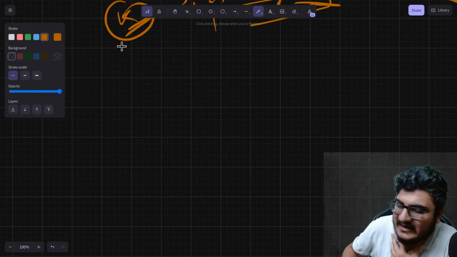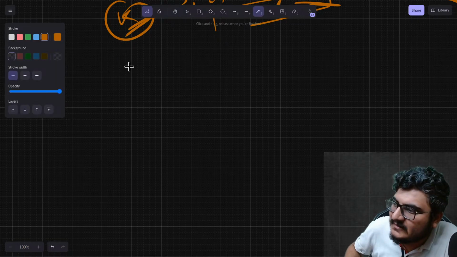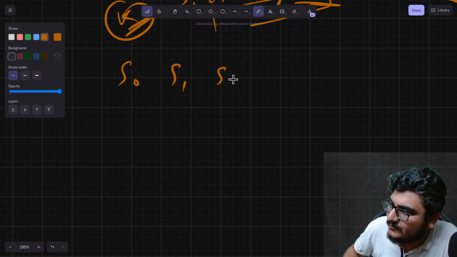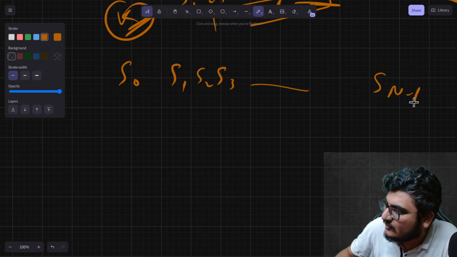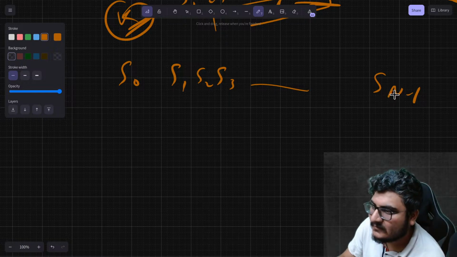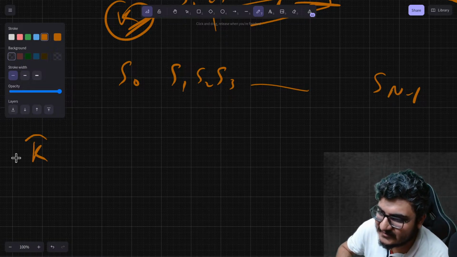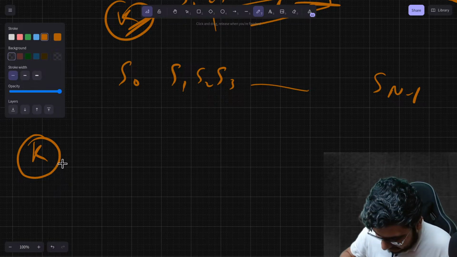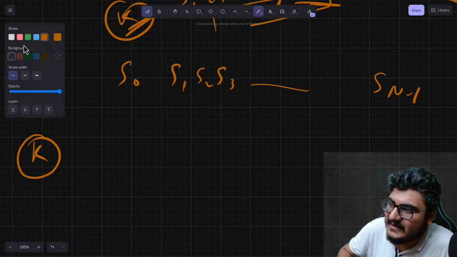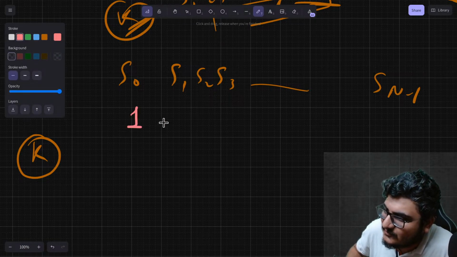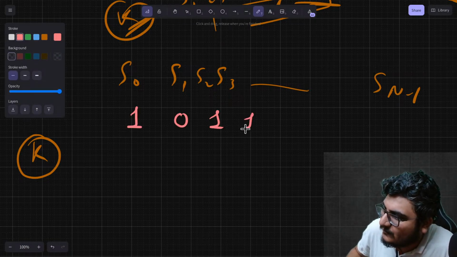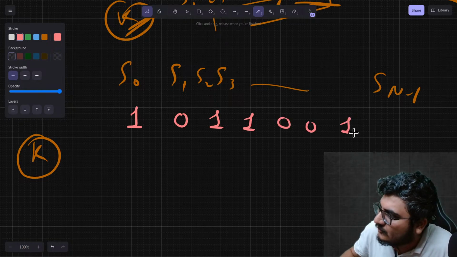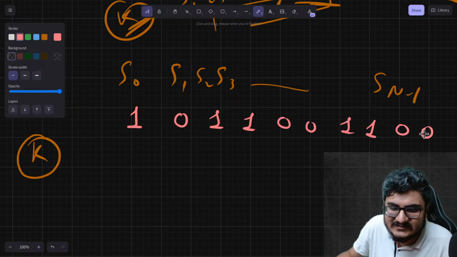So let's get back to the basics first. Let's say we have S1, S2 up to Sn minus 1 as the original sequence. Now we want to change k numbers here, and after that we will count the maximum frequency here. So let's make some observations first, that will make our life a bit easier. Let's say this is 1, 0, 1, 1, 0, 0, 1, 1, 0, 0. Let's say this is our sequence here.